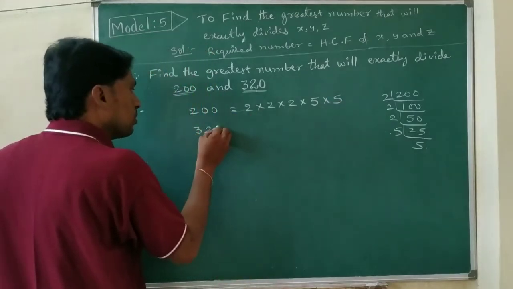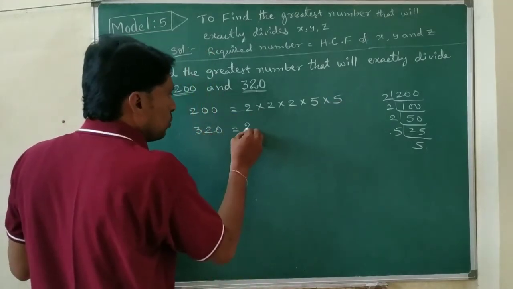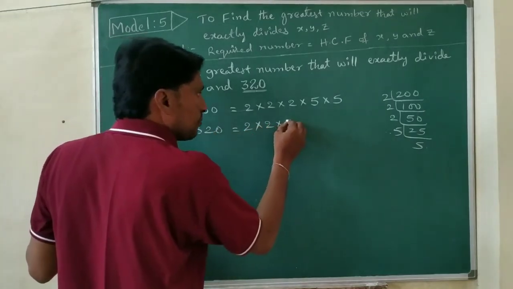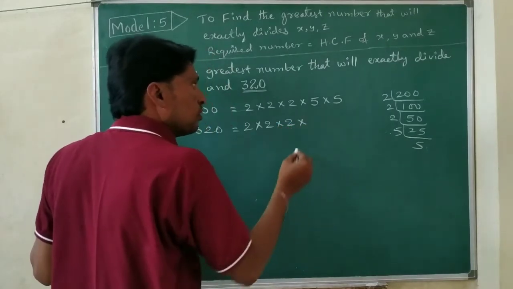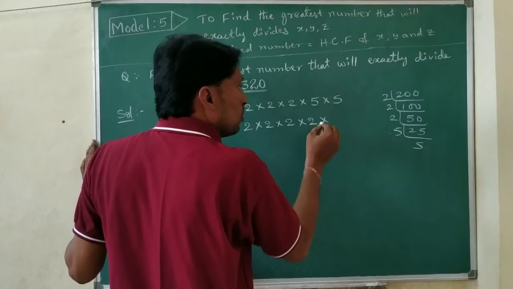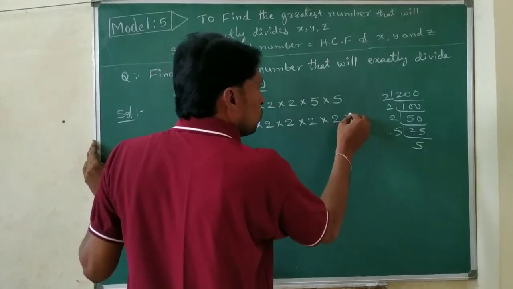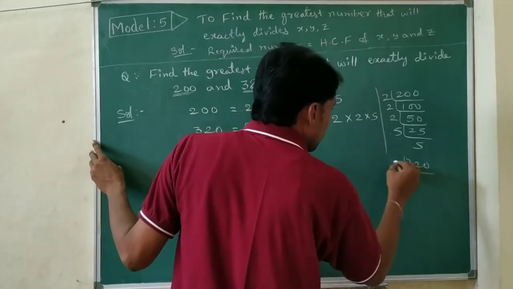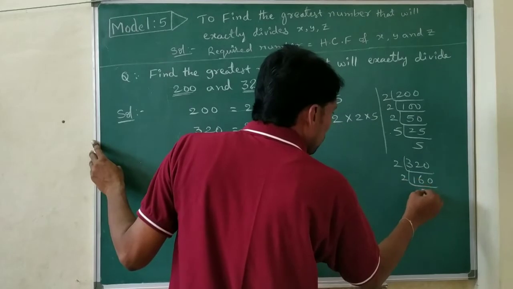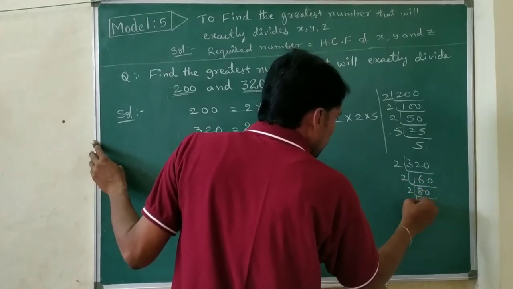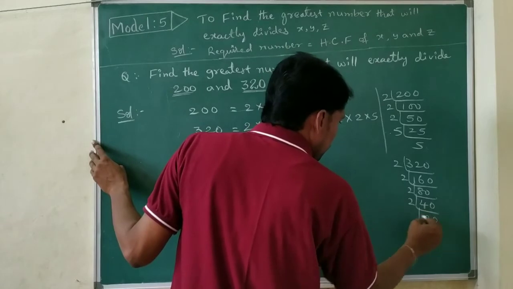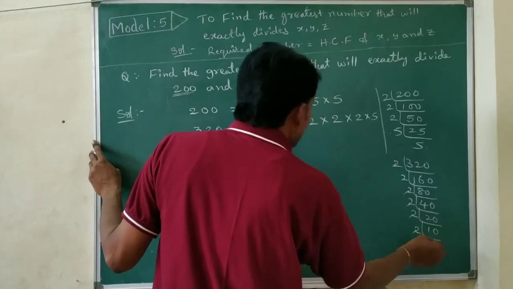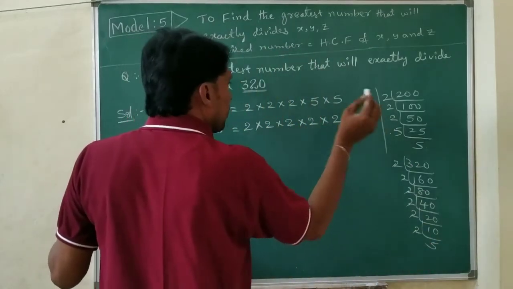Now 320. How can we write it? 2 into 160, 2 into 80, 2 into 40, 2 into 20, 2 into 10, 2 into 5. So check it once, 320: 2 160s, 2 80s, 2 40s, 2 20s, 2 10s, 2 5s. That is 1, 2, 3, 4, 5, 6 twos, and 5.